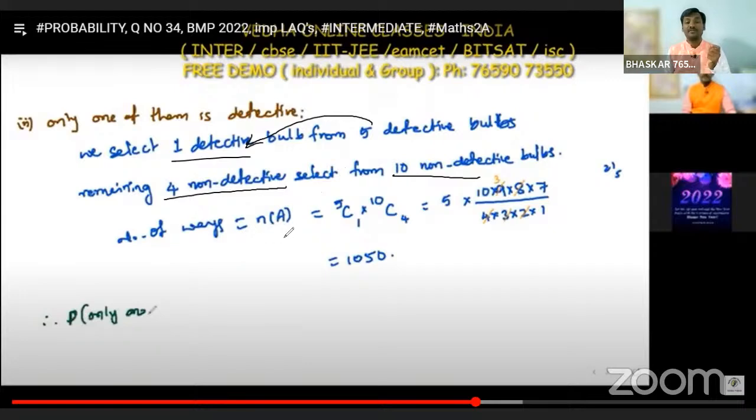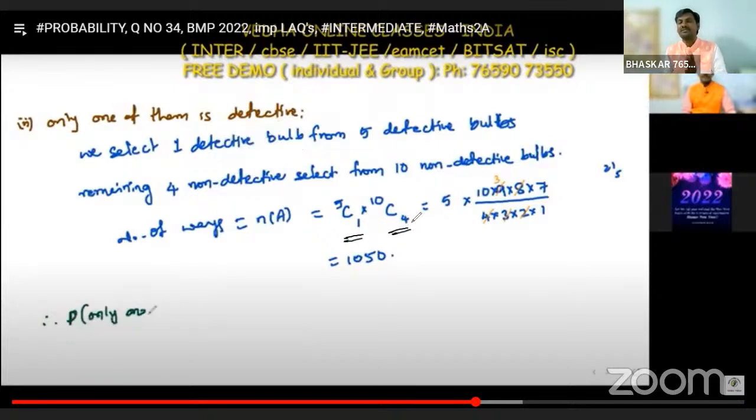Total number of ways, n of A, is equal to 5c1 times 10c4. From 5 we are selecting 1, so 5c1. From 10 we are selecting 4, that is 10c4. ncn-1... the value of 5c1 is 5 only, since nc1 is equal to n.